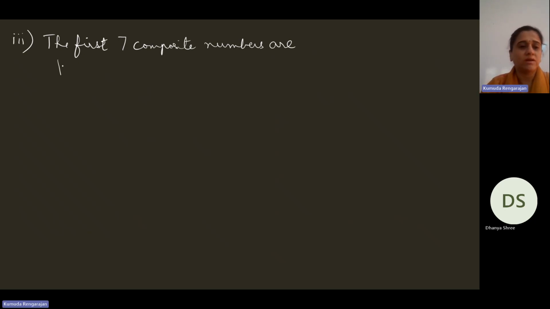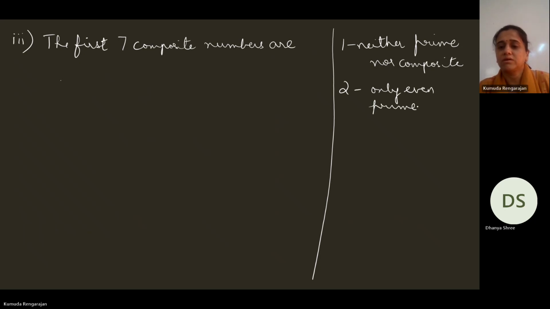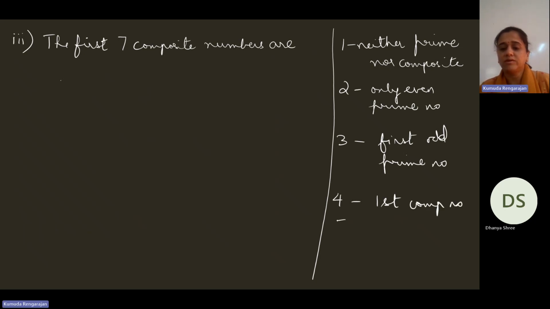1 is neither prime nor composite. 2 is the only even prime number. 2 is a prime number. 3 is the first odd prime number. 4 is the first composite number. 5, prime. Yeah, correct. 6, composite. Correct.